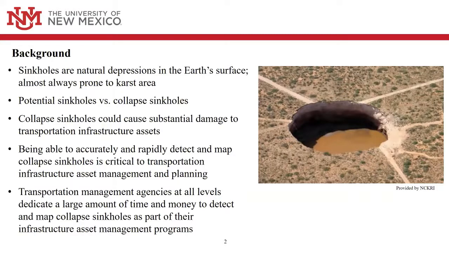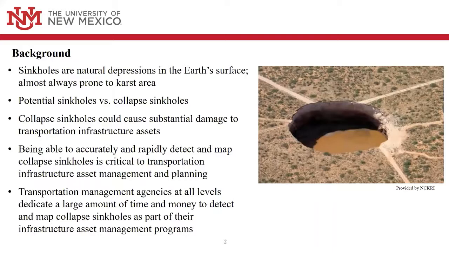It's almost always prone to karst areas. Based on whether the sinkhole appears or not, we can classify them as potential sinkholes and also collapse sinkholes. Potential sinkholes are in the process of collapsing, which is much more difficult to detect. But collapse sinkholes already exist, so they are relatively easier to detect. But collapse sinkholes could cause substantial damage to transportation infrastructure assets, like roadways or bridges.